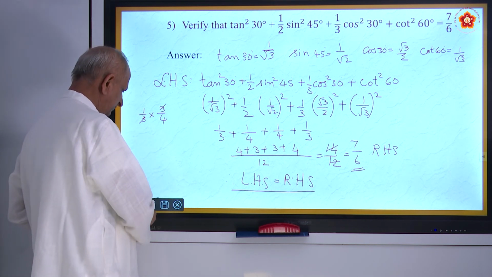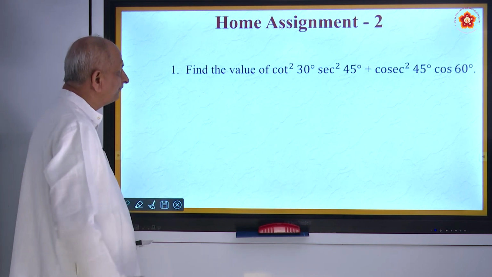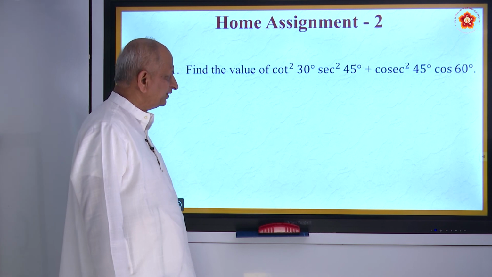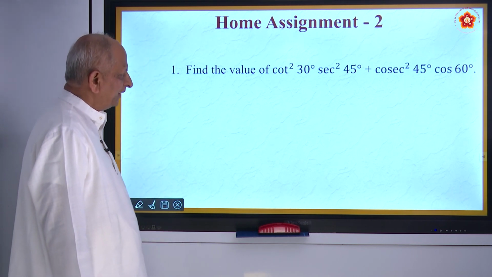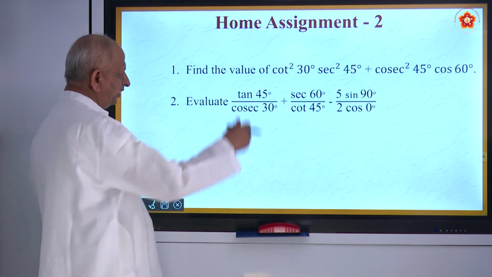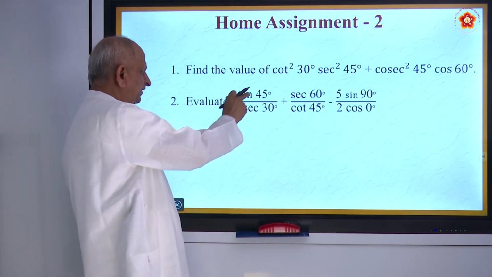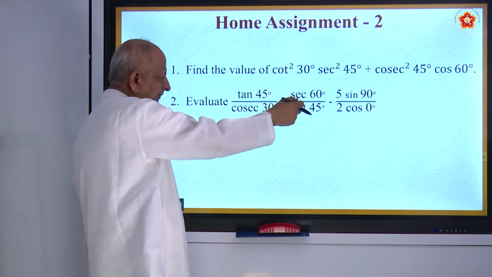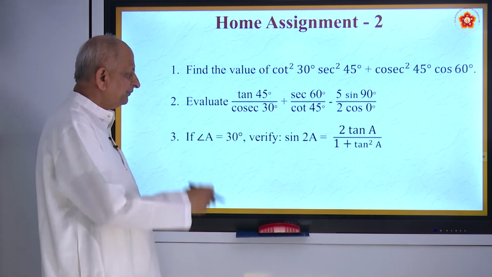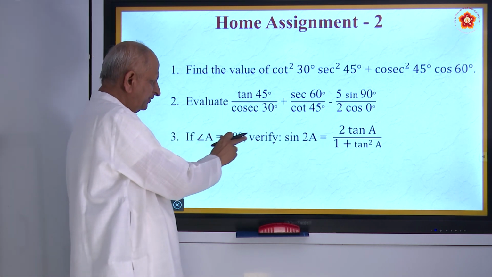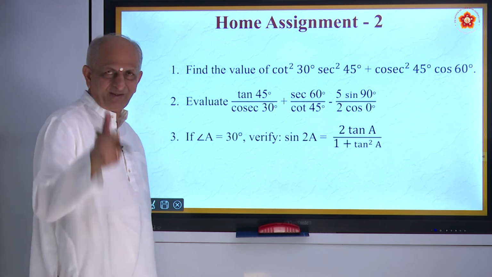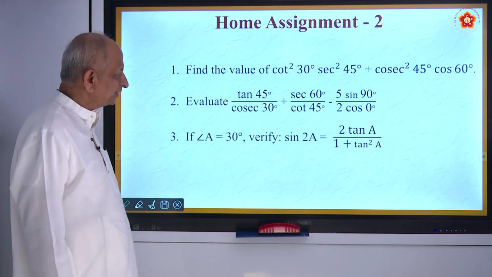Okay, I hope all of you are very fast. Now we'll move to the next problem, and coming to home assignments. Find the value of cot square 30, sin square 45 plus cos square 45 and cos 60. That is the first sum. Here you have to get the values from the tables. Evaluate tan 45 by cosec 30, secant 60 by cot 45, minus sin 90 by 2 cos 0. Find the value. If A is equal to 30 degrees, prove that sin 2A is equal to 2 tan A by 1 plus tan square A. Will you come prepared? Okay, now let us see what Sadhguru says.